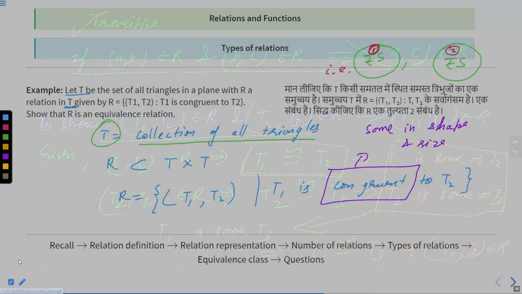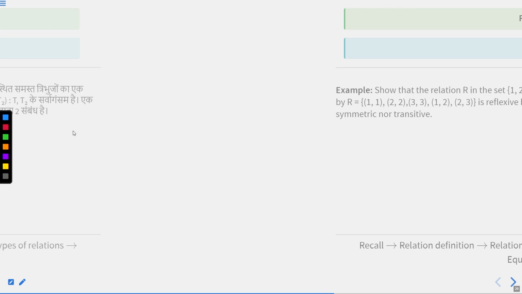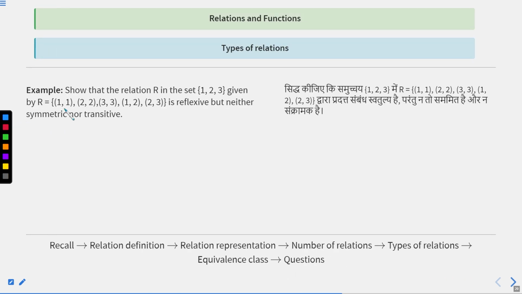Quite simple. So this is an equivalence relation. When my relation is symmetric, transitive and reflexive, then my relation will be an equivalence relation. I hope that it is clear. Now, another example. The more examples you do, the clearer the concept gets.